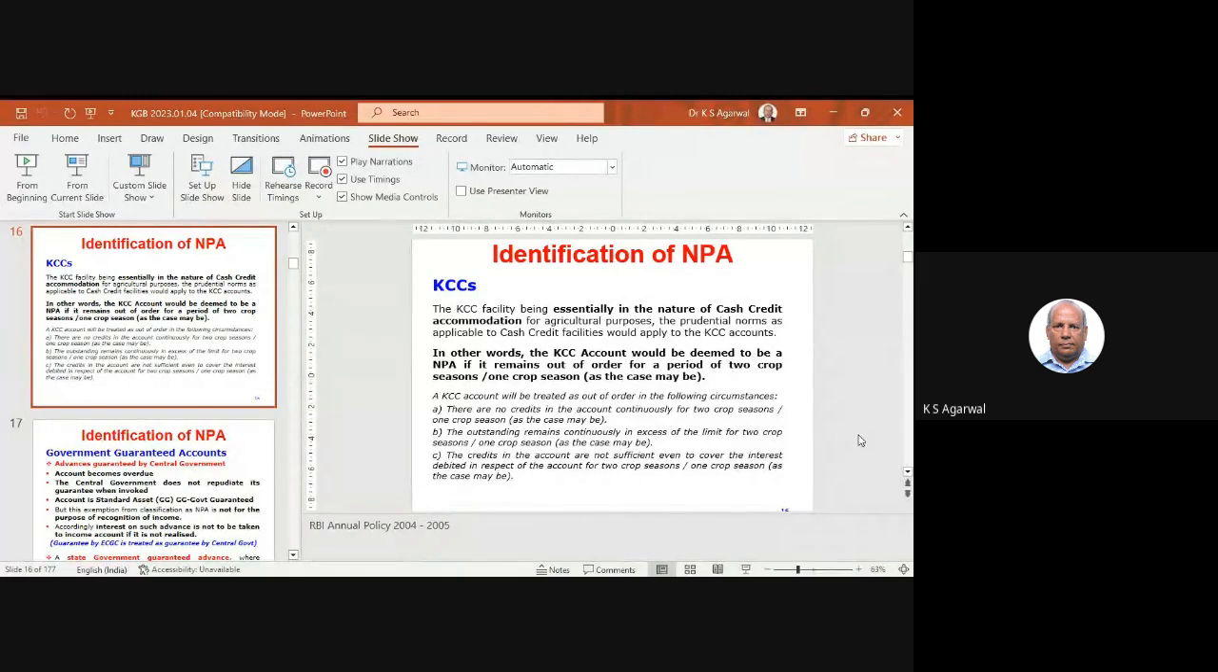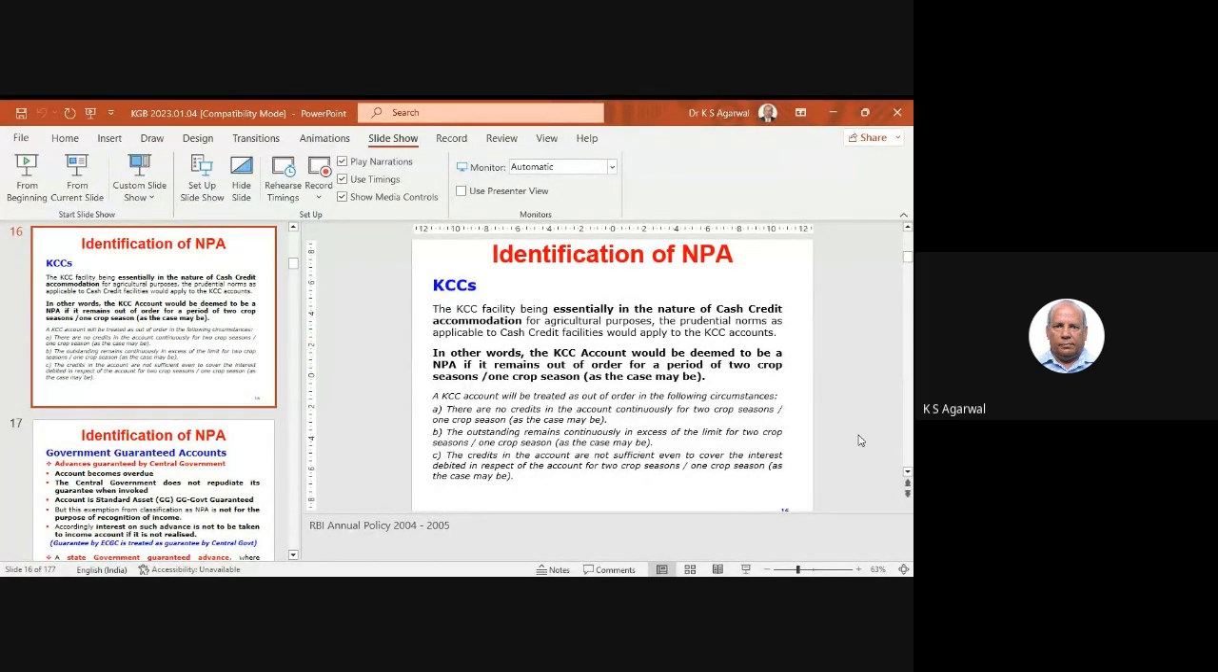KCCs, which are very much relevant for all the banks, but particularly the rural banks, Grameen banks. The Kisan Credit Card facility is essentially in the nature of a CC accommodation. One card is issued, the borrower, the farmer, can draw the amount, and can pay the amount periodically, repeatedly. So whatever criterion was applicable for CC limit, CC facilities, it is applicable to KCC accounts.